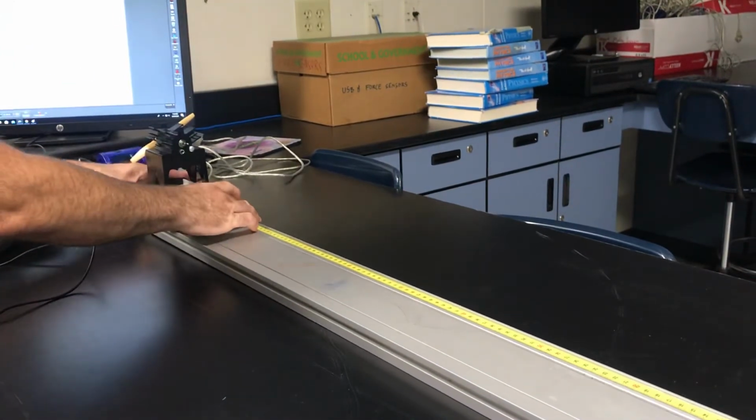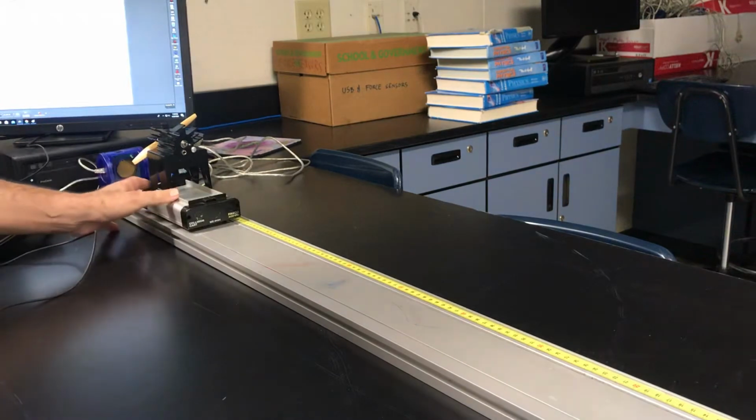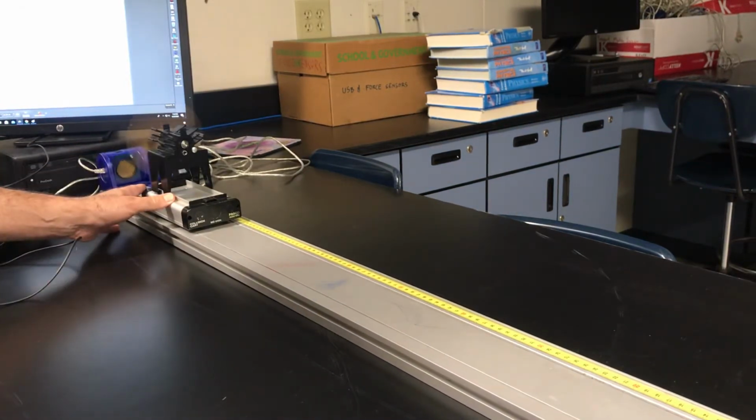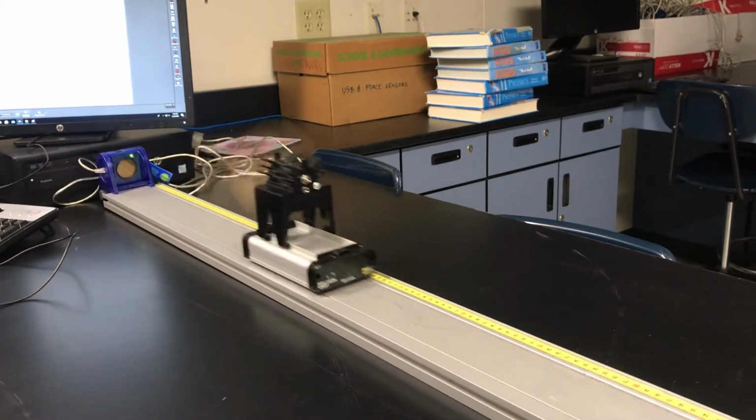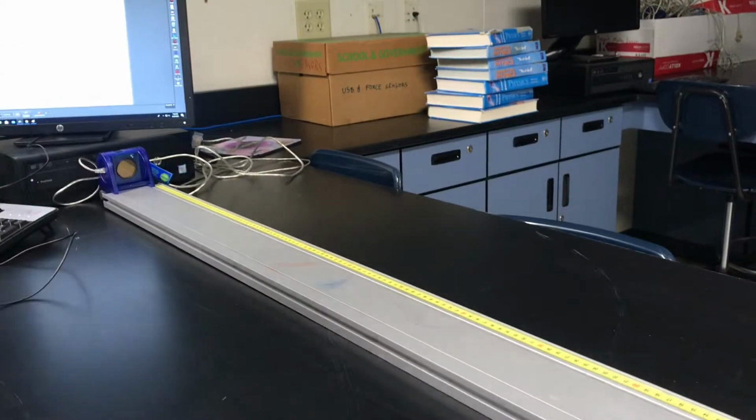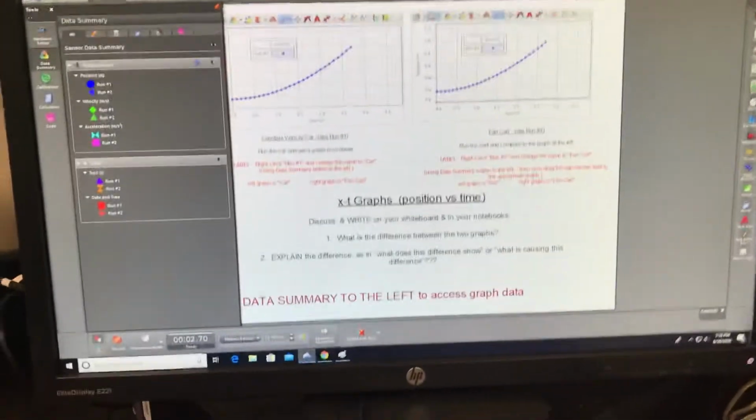I'm going to do the exact same thing here, but I'm going to do it this time for the fan cart. Turn it on and push record, and it's going to speed up, and there it goes. Okay, so what's the difference? So today, the biggest thing is finding the difference between the two types of graphs. And so right now you can't tell the difference.